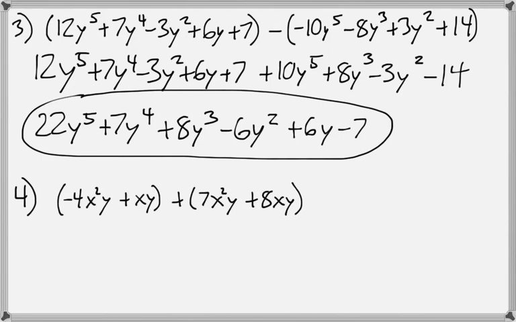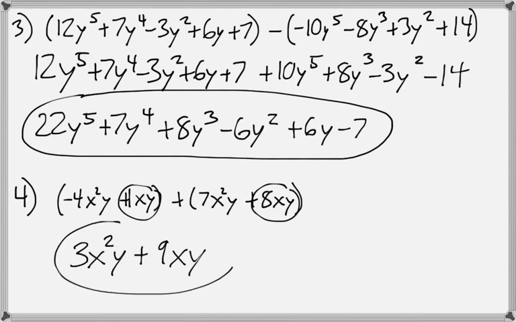With question number 4, because it's a plus, I don't need to worry about changing any of my signs. X squared y, those can only be combined with other x squared y's. So a negative 4 plus 7 is going to be 3, and then again I need to copy the x squared y. This is an xy, this is an xy term, so this is like a 1xy plus 8xy is going to be 9xy. And that'll be your final answer.